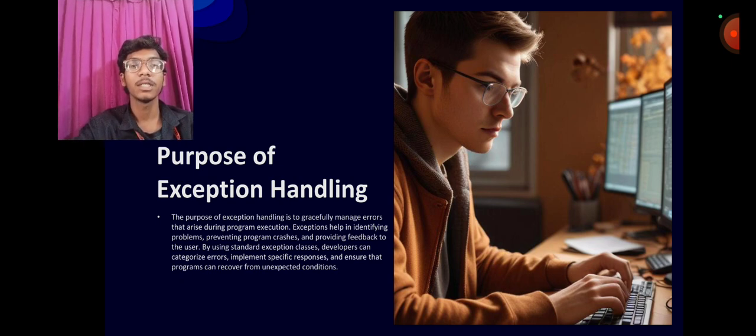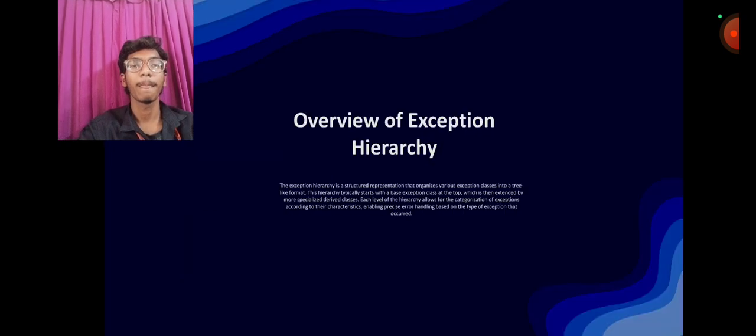So, purpose of exception handling. The purpose of exception handling is to gracefully manage errors that arise during program execution. Exceptions help in identifying problems, preventing program crashes, and providing feedback to the user. By using standard exception classes, developers can categorize errors, implement specific responses, and ensure that programs can recover from unexpected conditions.